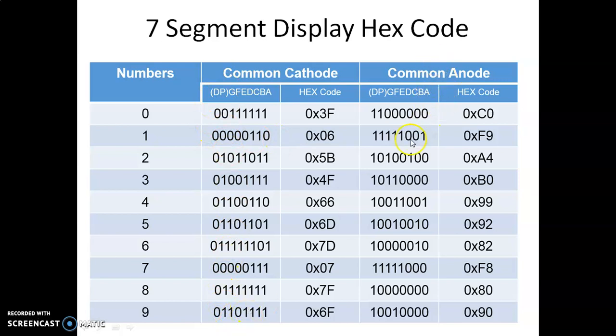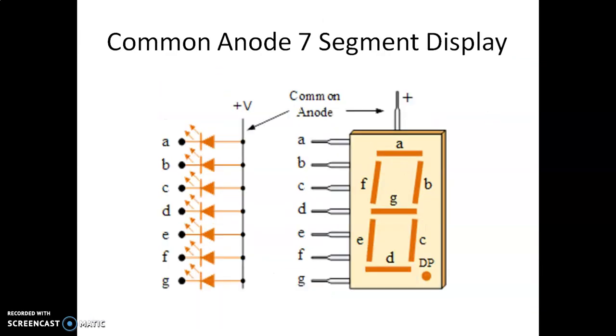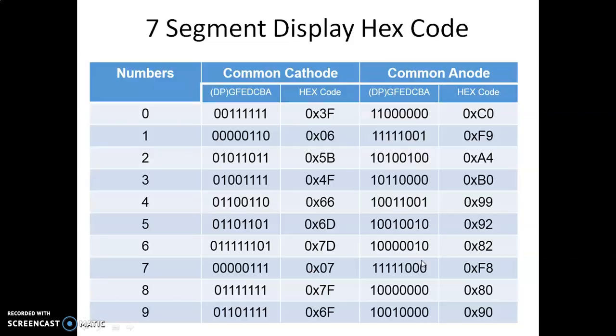And in case of common anode, it is exactly the complement of this. Suppose these are 0, make them 1, and these 0 0. We are getting C0. Okay, and this is the common anode 7 segment display. We are connecting the common to VCC, and the remaining segments should be connected to ground. So what is here? 0 0 0 0 0 0 1 1, and that is shown here.